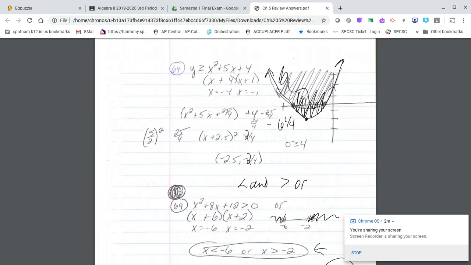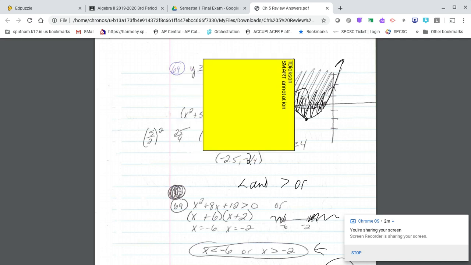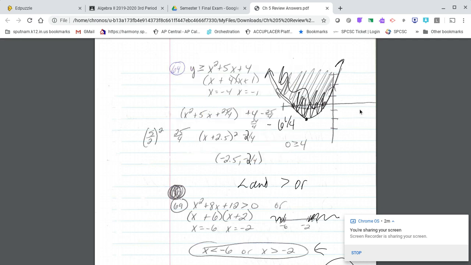64 is a quadratic inequality. And so the first step is to graph it or to find the solutions, and then see where you're shading. And so finding the vertex, finding the zeros, making your graph, and then figuring out whether you're shading inside or outside.